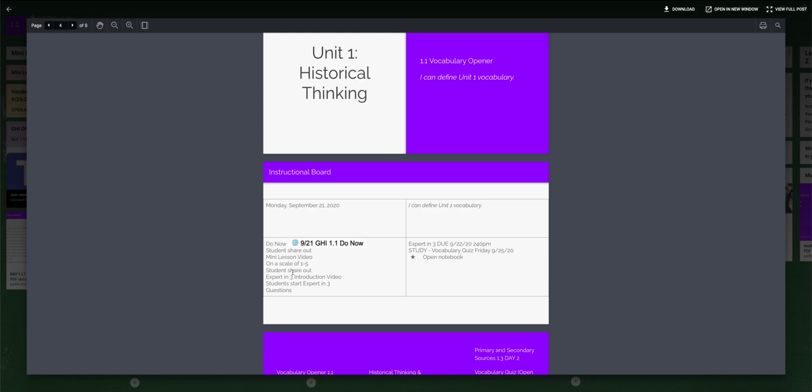Then we want to hear from students. What were you familiar with? What weren't you familiar with? Then we're going to go over our activity to get to know our vocab words better, which we're calling our Expert in 3. And then you're going to start this assignment, and then we will answer any questions.